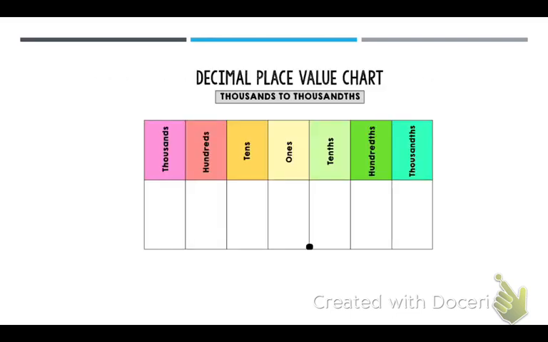I want to talk about the decimal place value chart. This is something we learned way back when. It's also something you learned way back in elementary school. But let's say that I have the number 23.49. Guys, what place would the 2 be in? The tens place.